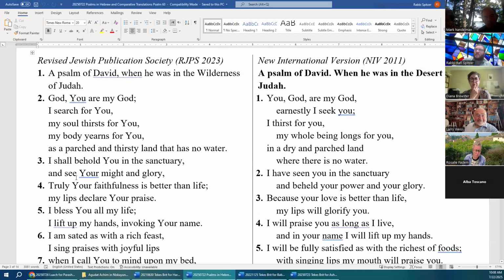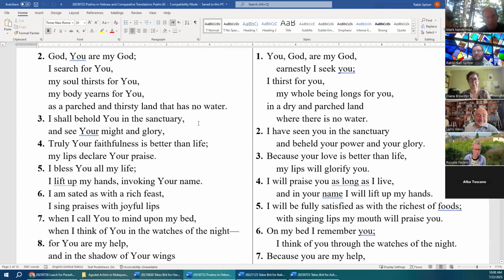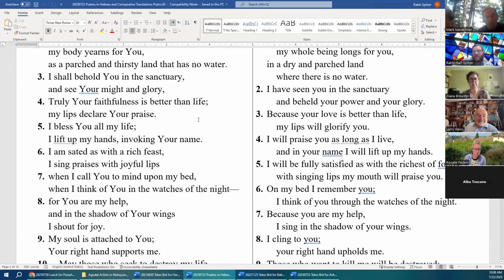A psalm of David when he was in the wilderness of Judah. God, you are my God. I search for you. My soul thirsts for you. My body yearns for you as a parched and thirsty land that has no water. I shall behold you in the sanctuary and see your might and glory. Truly, your faithfulness is better than life. My lips declare your praise. I bless you all my life. I lift up my hands invoking your name. I am sated as with a rich feast. I sing praises with joyful lips when I call you to mind upon my bed, when I think of you in the watches of the night.